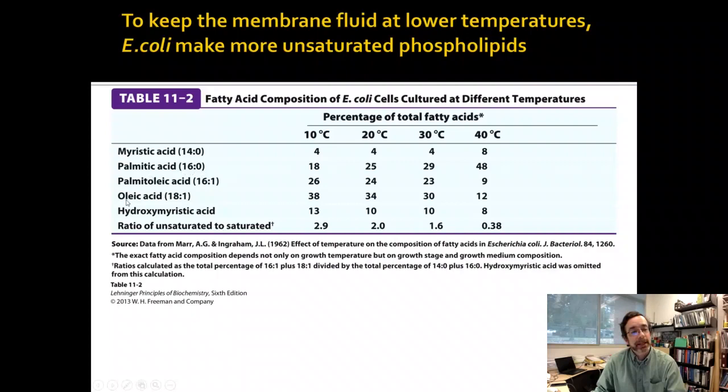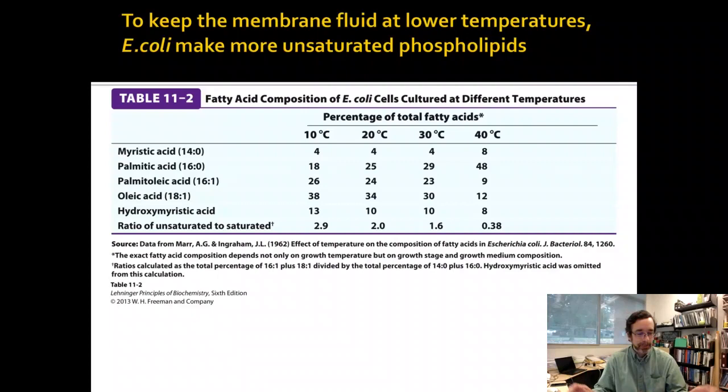So we have palmitate, oleic acid, and palmitoleic acid, which is the version of palmitate with a single point of unsaturation. And as the E. coli grow in warmer temperatures, look what happens. They get more palmitic acid, and they get less oleic acid. So they're losing points of unsaturation. They're gaining saturated lipids. When they are cold, they need more unsaturated lipids to kick out their legs. Remember the example of little Ben kicking out his legs as he's sleeping and taking up more of the bed.